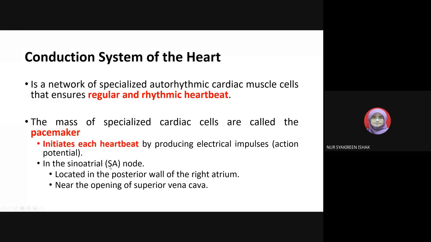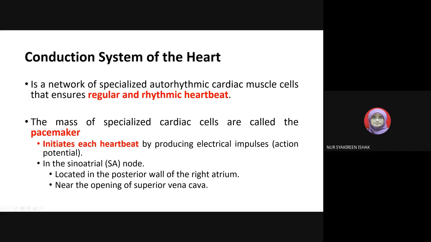So now we are going to look at the conduction system of the heart. Okay, conduction system. I already mentioned earlier that the heart itself is capable of producing its own impulse. Okay, so it is myogenic. It is a network of specialized autorhythmic cardiac muscle cells that ensures regular and rhythmic heartbeat. The mass of specialized cardiac cells are called the pacemaker, a specialized tissue where the initial impulse will be generated to cause the atrium to contract.